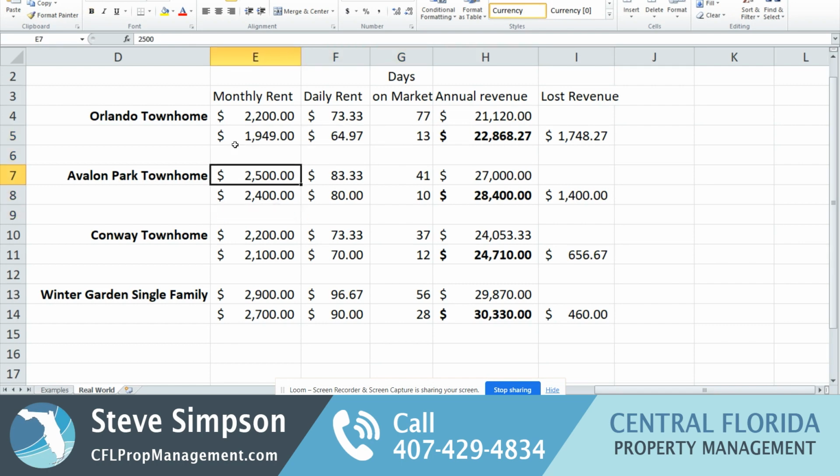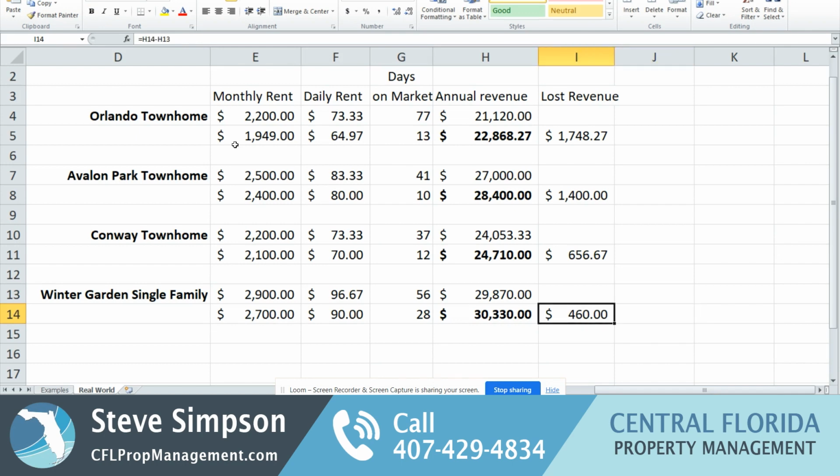Avalon Park townhome, initially listed for $2,500. After about a month, we dropped it to $2,400, and it leased in 10 days. So the owner roughly lost about $1,400 on the year because of that vacancy loss. Townhome in Conway, same deal, listed at $2,200. Eventually rented at $2,100 after about 25 days on the market. Lost about $600 on that. And then a Winter Garden single family home, eventually rented $200 over what we initially listed it for. After about a month, the owner lost $500 for the year on that.